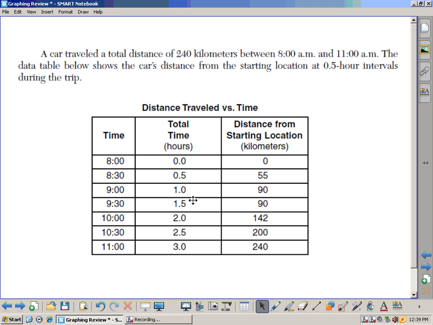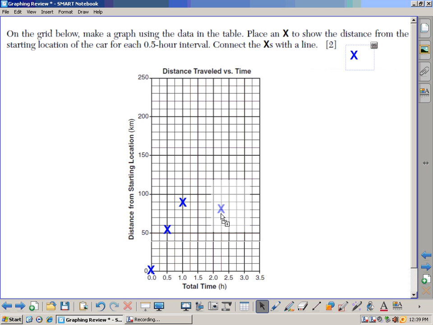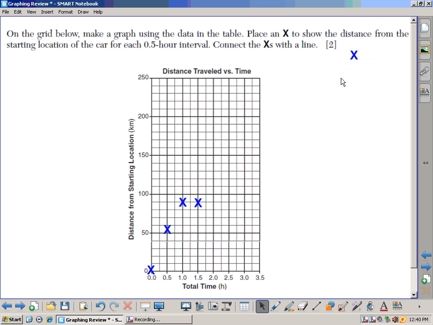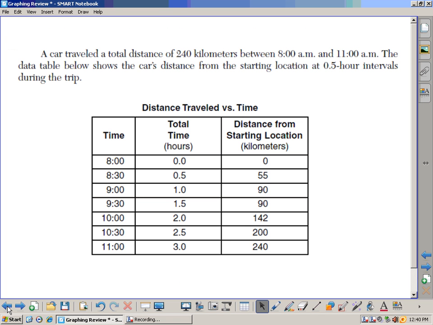Our next time at 1.5 hours, still 90 kilometers. So at 1.5 hours, I'm going to go up to the same height, 90 kilometers. Next, at 2 hours, we've traveled 142 kilometers. So at 2 hours, I'm going to follow this up to 140 would be here. 145 would be halfway, so less than halfway, so 142 kilometers. Yep, 2 hours, 142 kilometers.